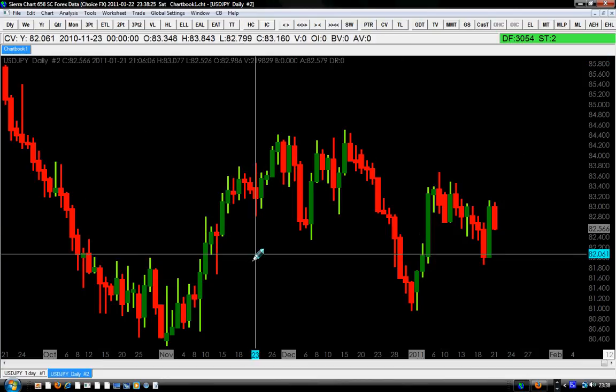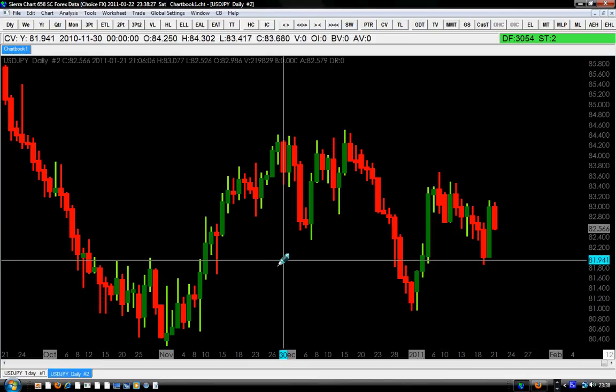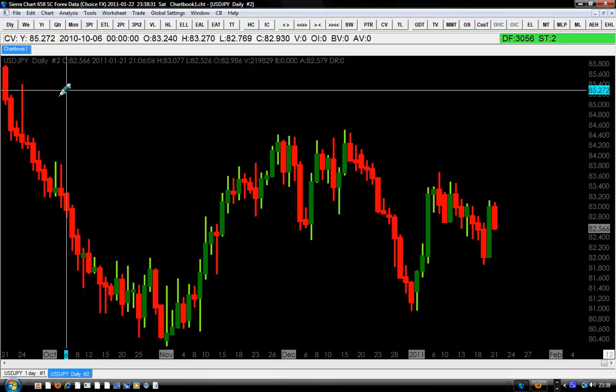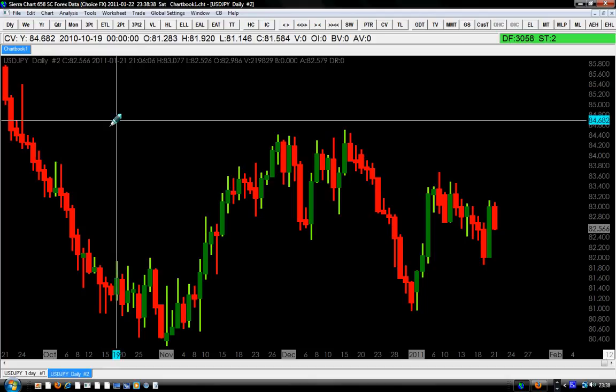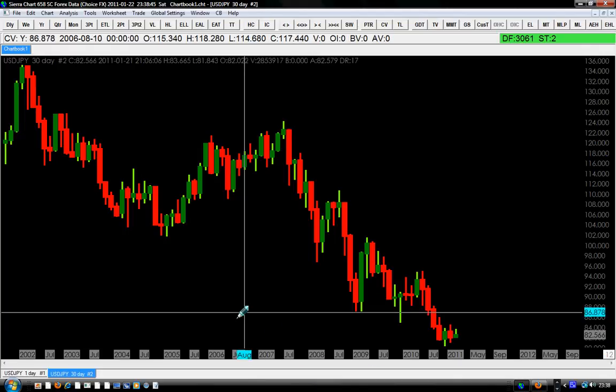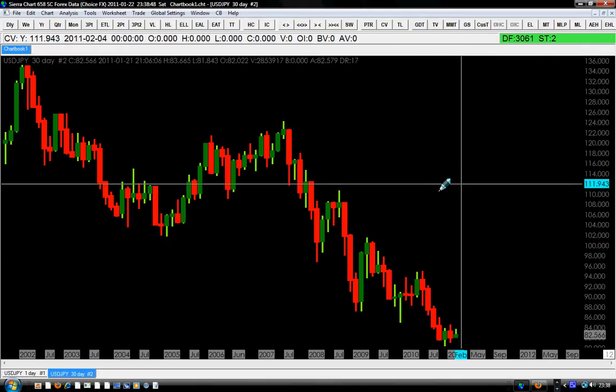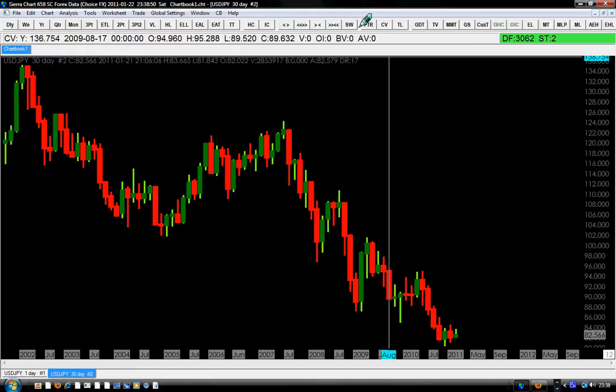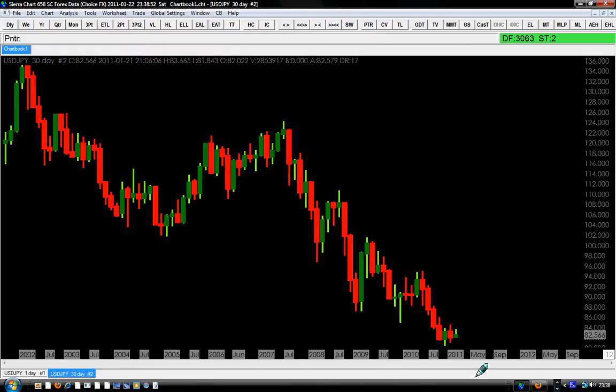Okay, this is the daily chart of the USD yen currency pair. I am quickly going to change this chart to 30 days, the monthly chart for you. This is the chart we were looking at. If you remember the pattern that I showed you before, the reversal pattern, for those who are following us for some time: one down, with this candle here, one up, one down.